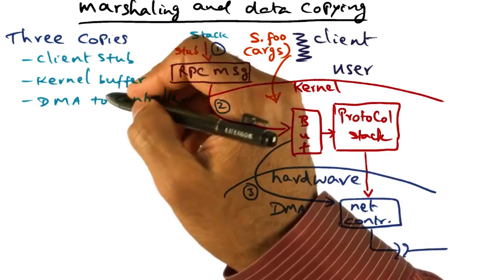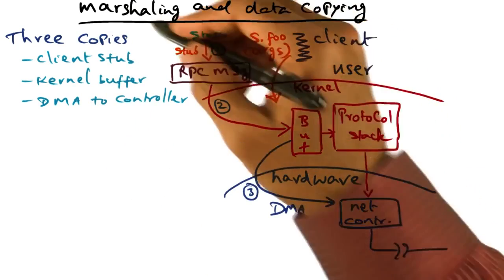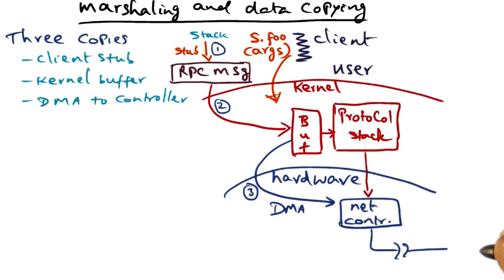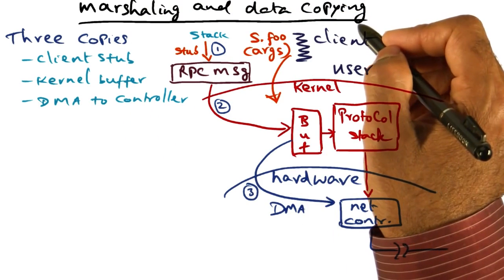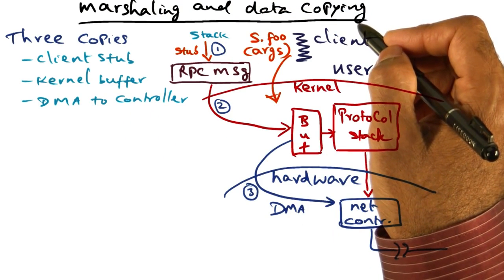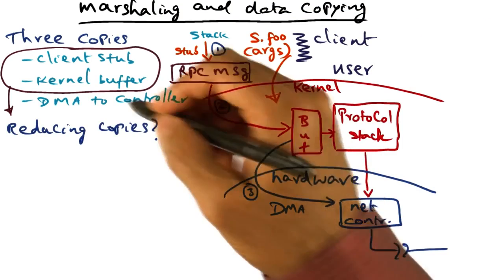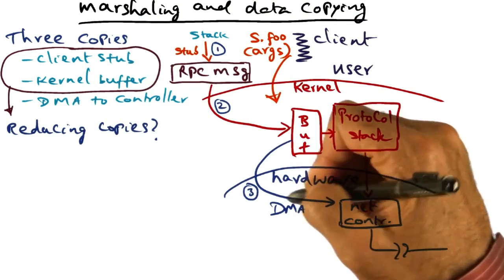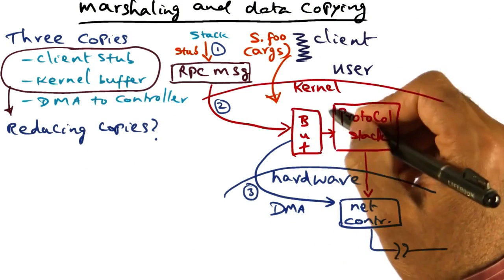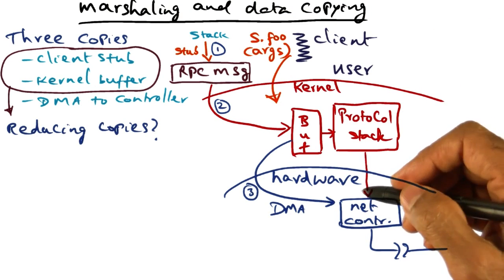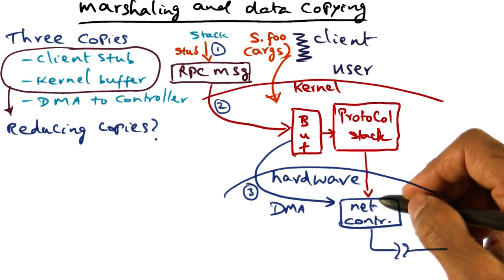So those are the 3 copies involved in marshalling the arguments of the call before it can be put out on the wire. And the copying overhead is the biggest source of overhead for RPC latency. Now, how do we reduce the number of copies? Well, it turns out that the third copy that you're looking at here, moving the bits from the system memory into the network controller, this is a hardware action. And this is unavoidable, and therefore we're going to live with it.